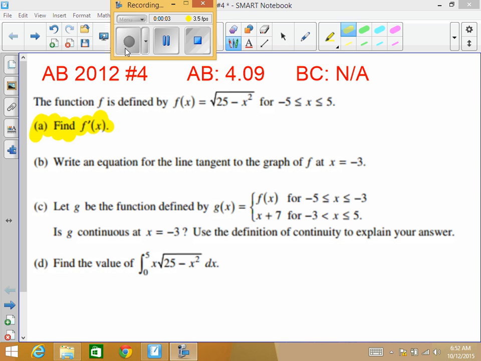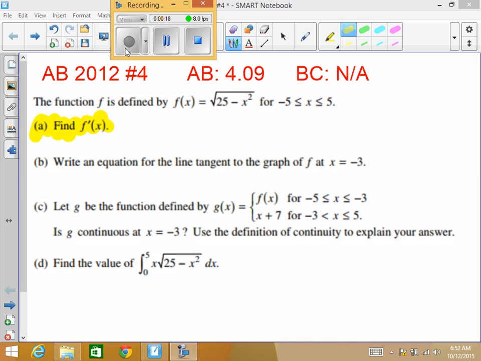Welcome back. This time we're looking at AB 2012 number 4. This one didn't show up on the BC test. It was only on the AB test that year. Part A is asking us to find the derivative of f of x.